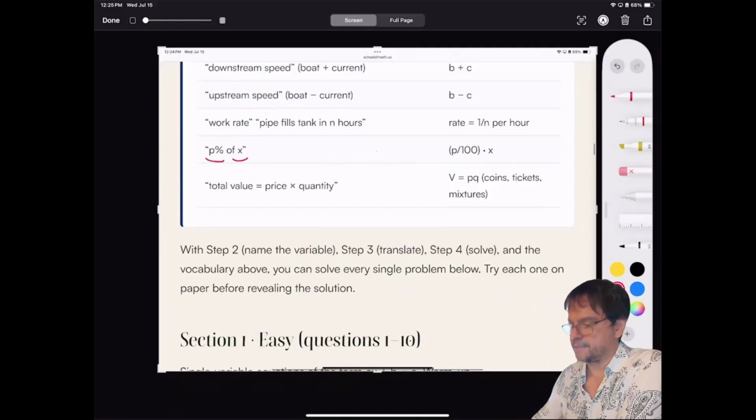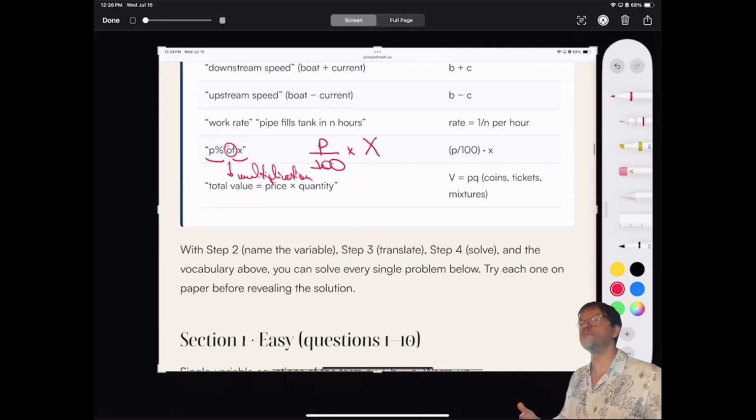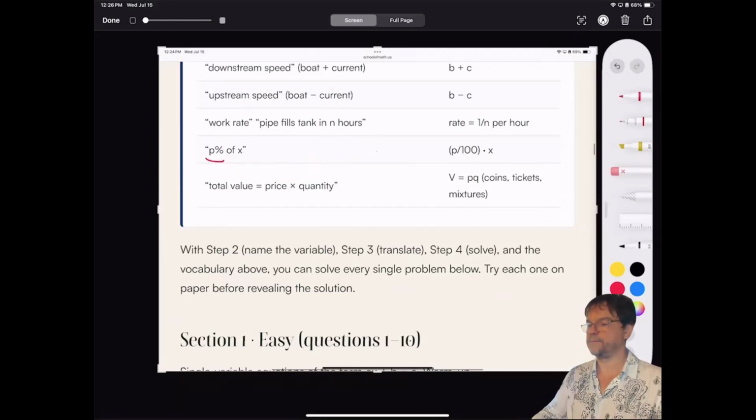P% of X. P%, okay, of is always multiplication. Is that okay? P% times X. Okay? All these expressions you need to be used to, going over Algebra 1 in your life. Is that okay?